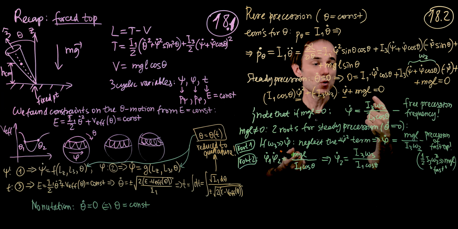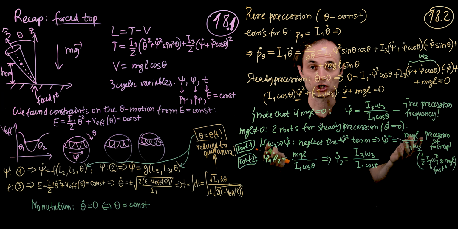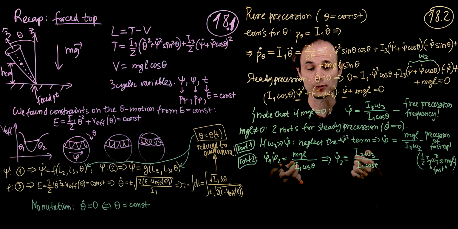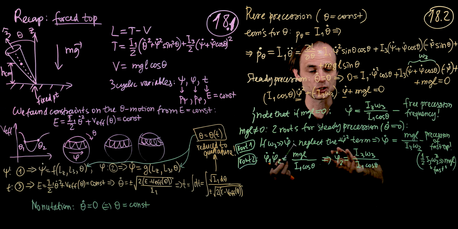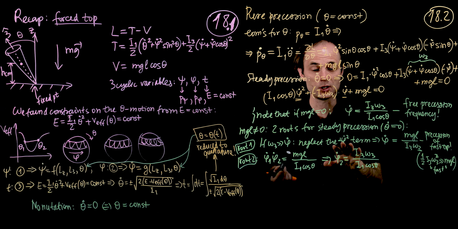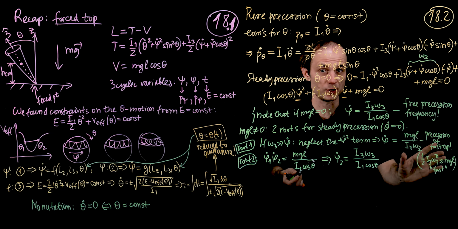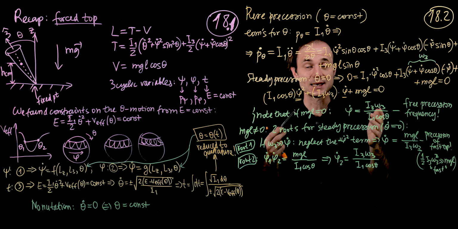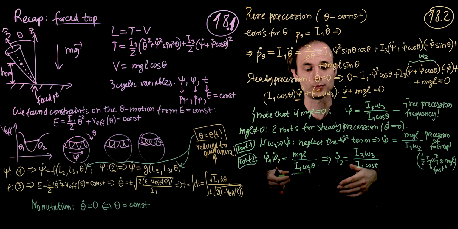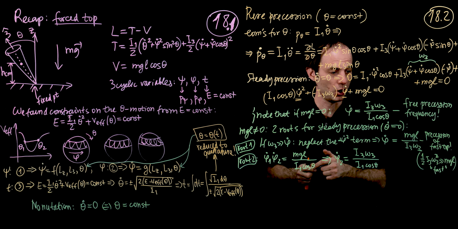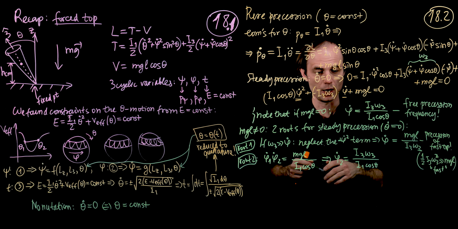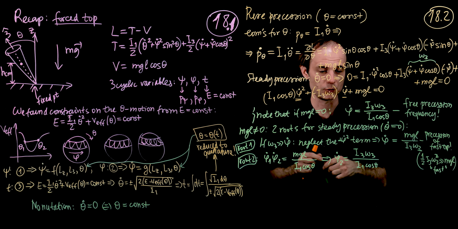Hey, look at that! We have gotten the free precession frequency right from here. So as you can see, in the limit of a fast top, we can neglect the phi dot squared term and we can obtain the precession frequency of the fast top. And at the same time, there is a second solution for the precession, which gives us the free precession when we can neglect gravity altogether. So this is just like in the absence of forcing.